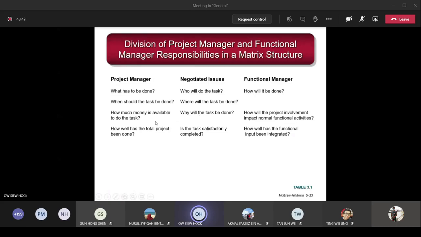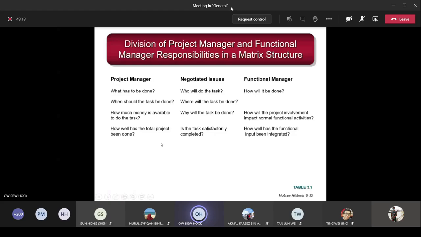Next, how much money is available to do the task? The project manager will have the say. And for the functional manager, how will the project involvement impact the normal functional activities? The functional manager is very concerned about his or her own functional activities, so this person will decide on this. The project manager will ask how well the total project has been done, and the functional manager will ask how well the functional input has been integrated. In between, something both can negotiate is whether the task is satisfactorily completed.